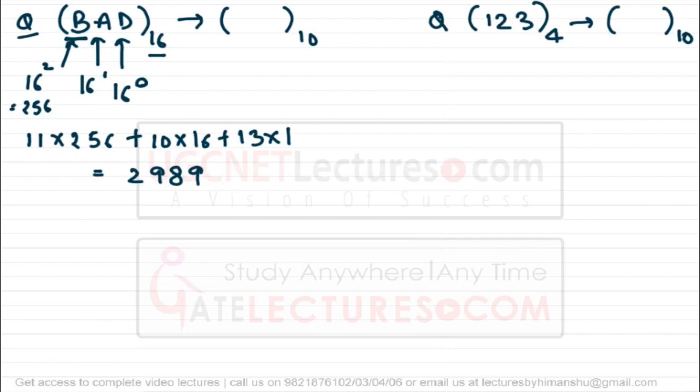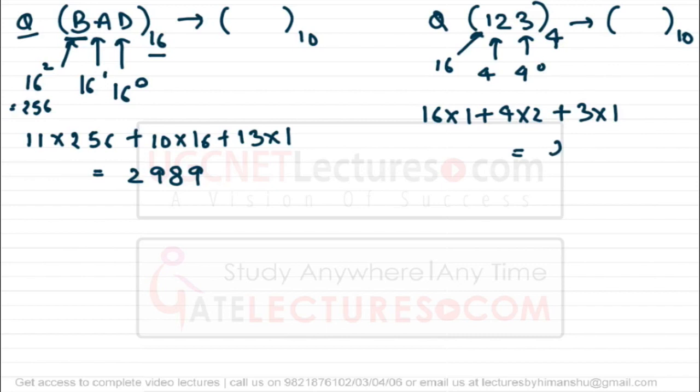Now here we have a number system with base 4, but in this case also the procedure is the same. The weight for this bit is 4 to the power 0, here it's 4 and here it's 16. So the equivalent decimal number is 16 into 1 plus 4 into 2 plus 3 into 1, which is 27. 27 is the equivalent decimal number. I am giving here one more problem for your practice. Convert 37.4, which is an octal number, into binary.